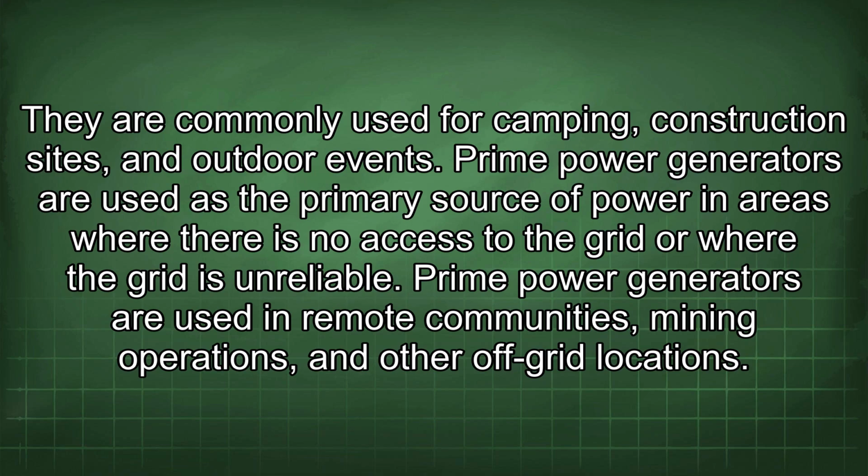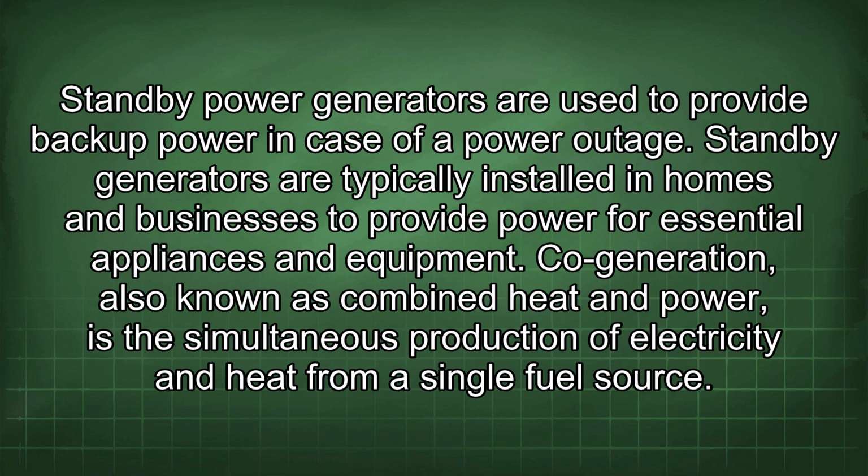Prime power generators are used as the primary source of power in areas where there is no access to the grid or where the grid is unreliable. Prime power generators are used in remote communities, mining operations, and other off-grid locations. Standby power generators are used to provide backup power in case of a power outage. Standby generators are typically installed in homes and businesses to provide power for essential appliances and equipment.